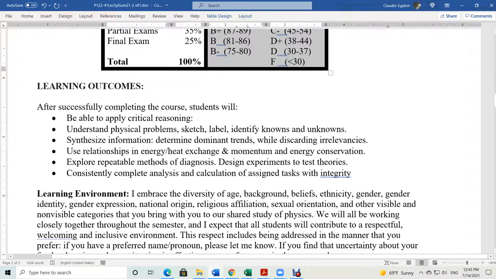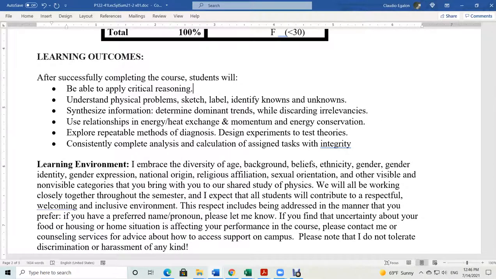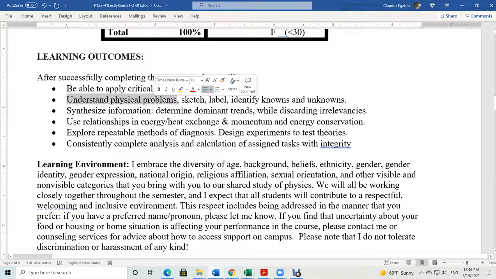Learning outcomes. After successfully completing the course, you should be able to apply critical thinking, understand physical problems, sketch, label, identify knowns and unknowns. Understand what I mean by sketching: the free body diagrams that you learn in mechanics, that you learned in Physics 120.